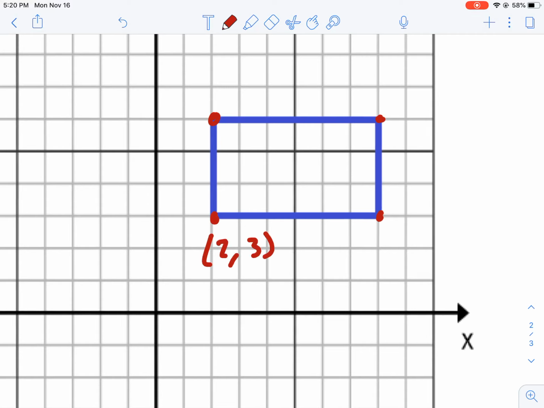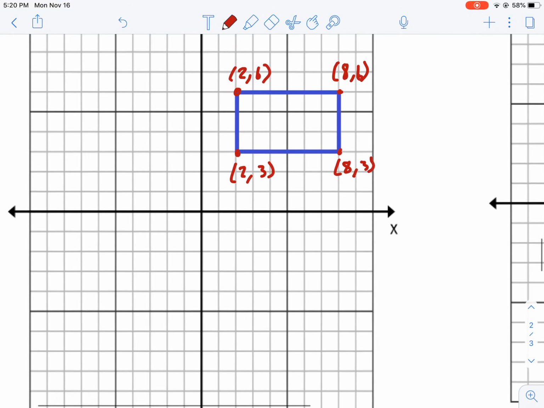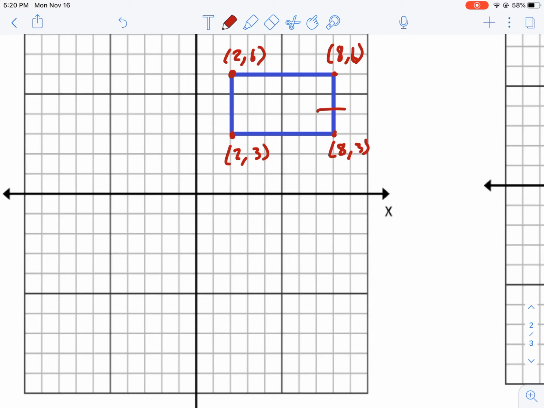So we've got over 2, up 3. This is over 2, up 6. This is over 8, up 3. This is over 8, up 6. So all of those points are going to be rotating clockwise 1 quadrant into this bottom right quadrant.